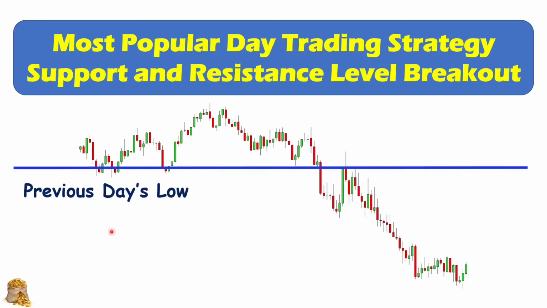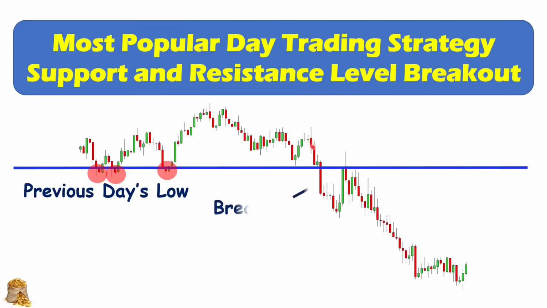In this chart, we have the previous day's low drawn here. We can certainly see that these three points are testing the previous low and then bouncing back. That means the market is following this previous low. It is a very good support or resistance level. In this case, previously, it is a support level.